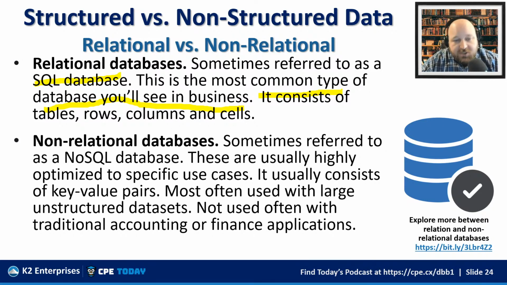We have non-relational databases, sometimes referred to as NoSQL databases. These are typically highly optimized to specific use cases. They typically contain things like key value pairs. They're often used with unstructured data, but you're not going to really see a non-relational database for use in accounting or finance. It's just not common. I'm not going to say it's impossible. I'm not going to say you'll never see it. But for the purposes of you learning databases today, you could just put this on a shelf and maybe come back to it after you've learned a little bit more.